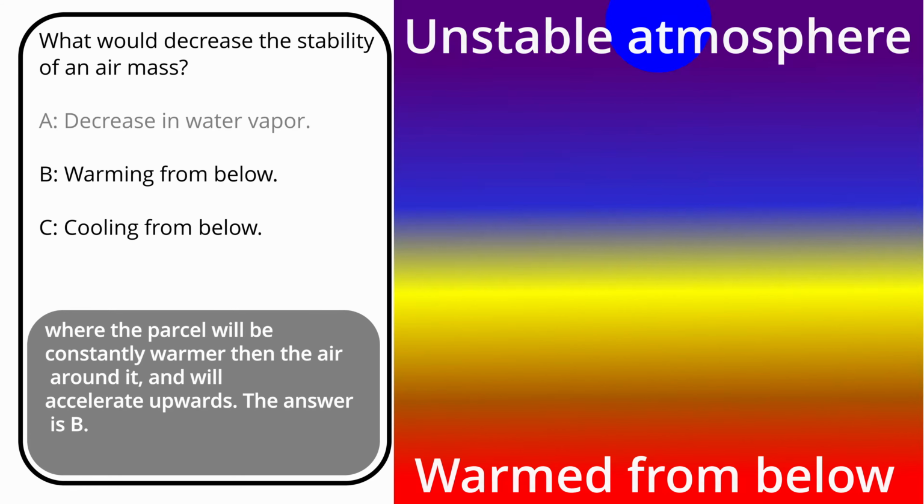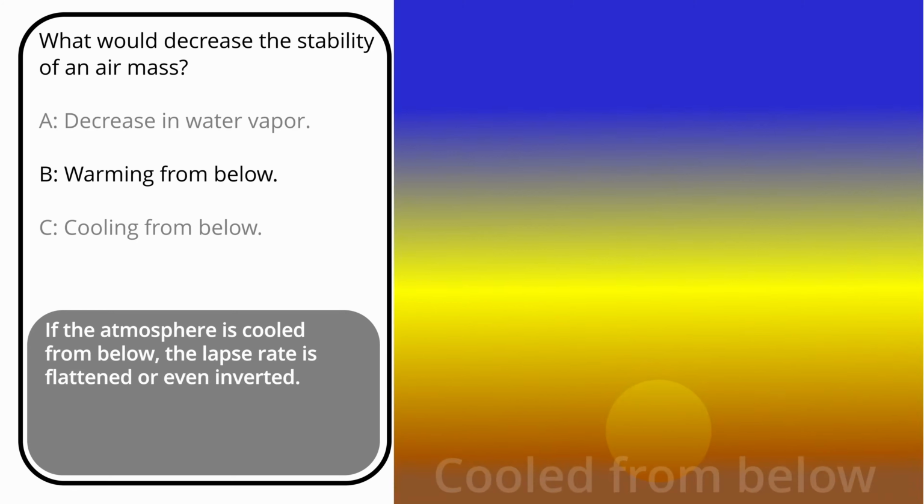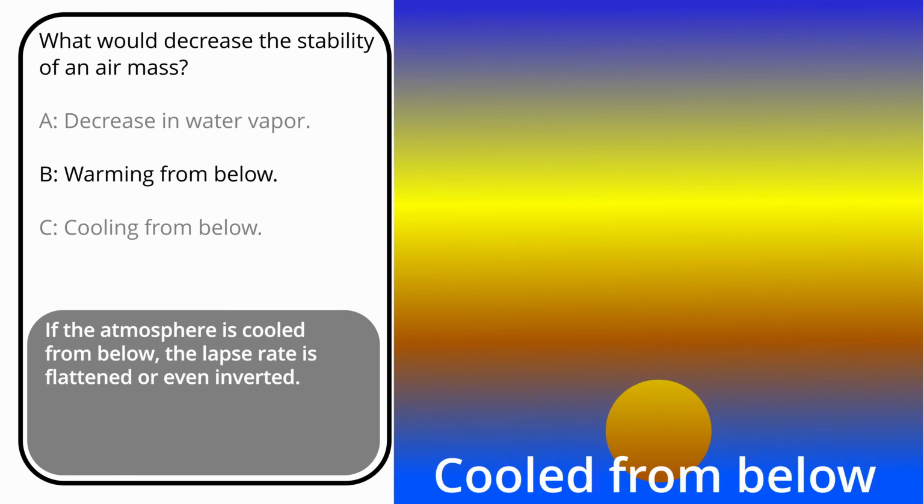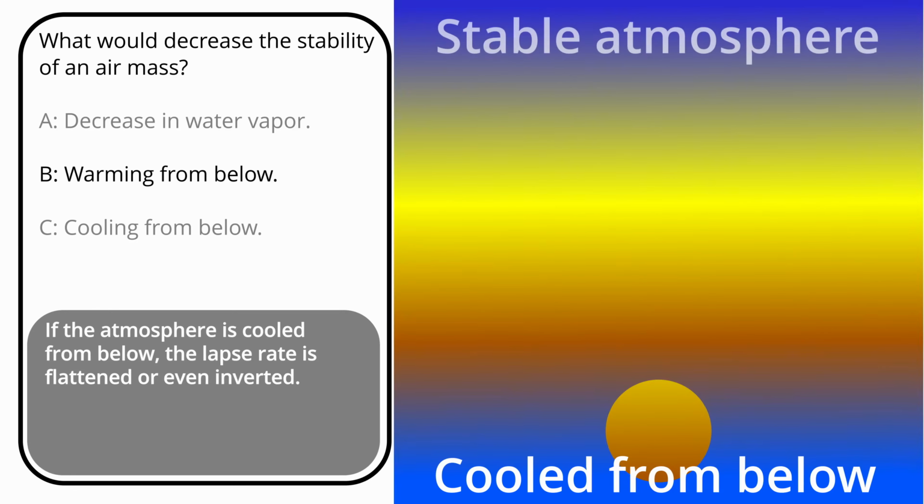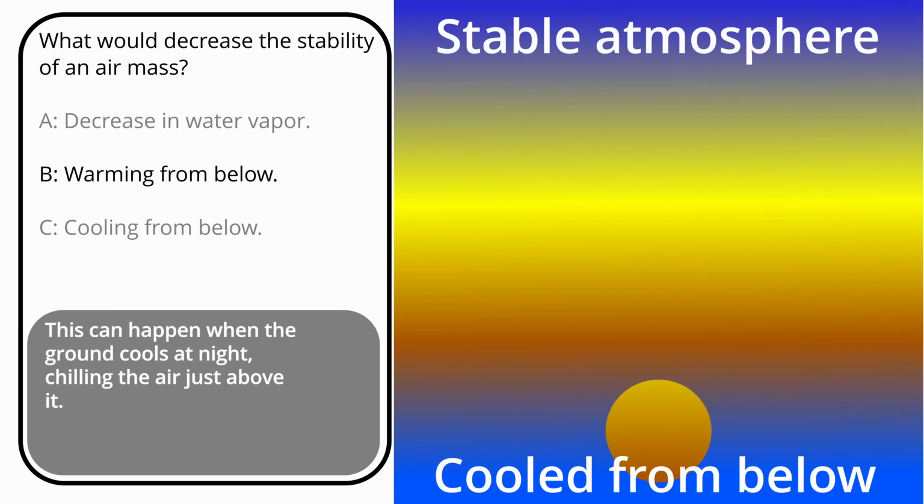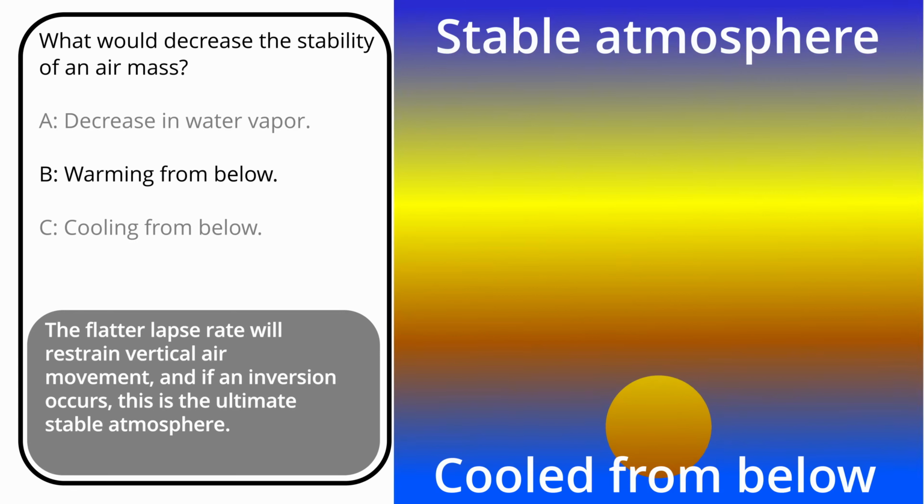The answer is B. If the atmosphere is cooled from below, the lapse rate is flattened or even inverted. This can happen when the ground cools at night, chilling the air just above it. The flatter lapse rate will restrain vertical air movement, and if an inversion occurs, this is the ultimate stable atmosphere.